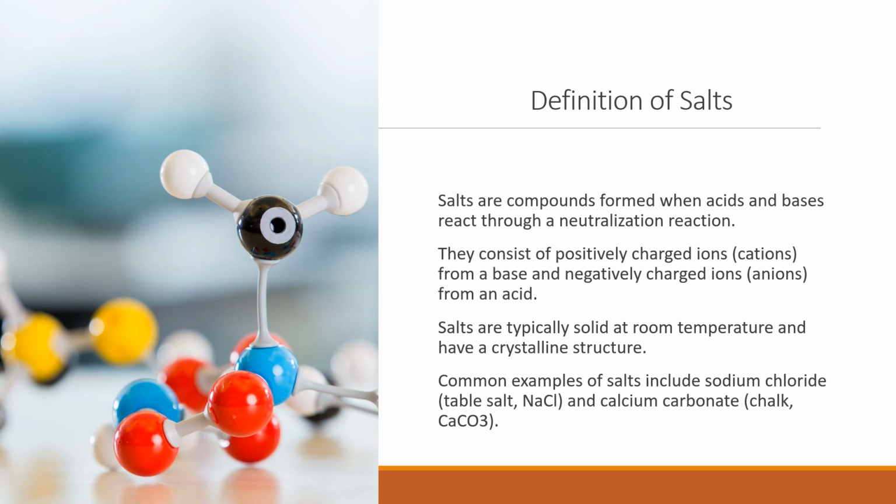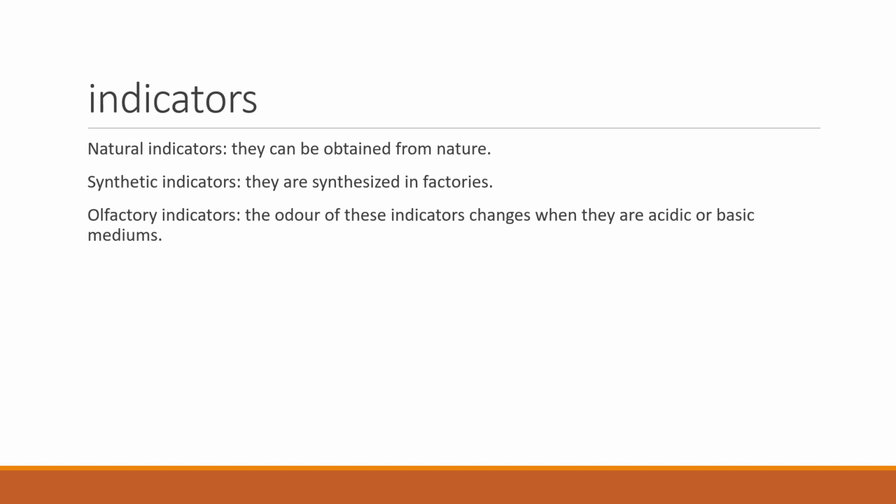Now let's go to the next slide. Now let's see what are indicators. We have four types of indicators: natural indicators, synthetic indicators, and olfactory indicators. I am so sorry that I didn't add here the fourth one. Now let's see the first one, which is natural indicators. Natural indicators are the indicators that can be obtained from nature. For example, red cabbage juice, turmeric juice, flowers of hydrangea plant.